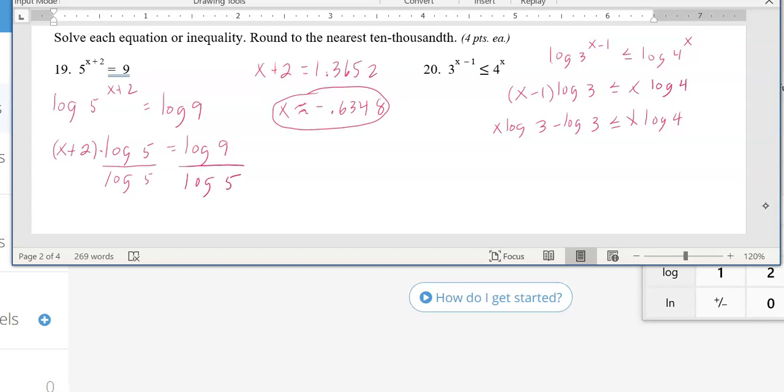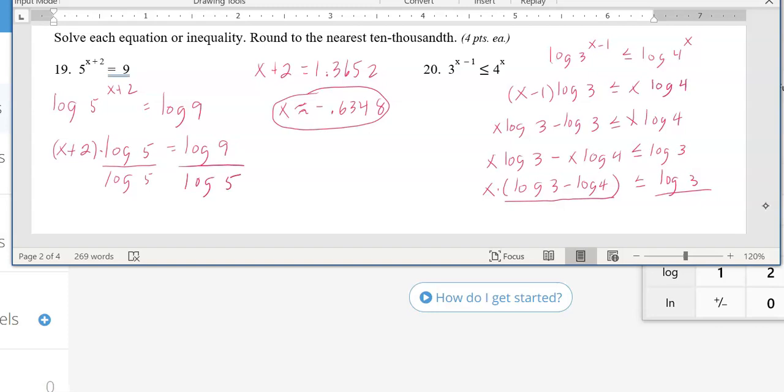And now I'm going to put my x terms on the same side. So I'm going to subtract x log 4, and I'm going to add log 3. Factor out x. And now you're pretty much ready to go to your calculator, because I'm going to undo multiplication with division.